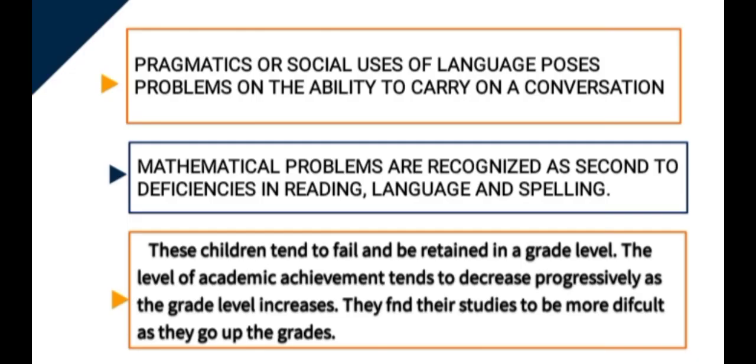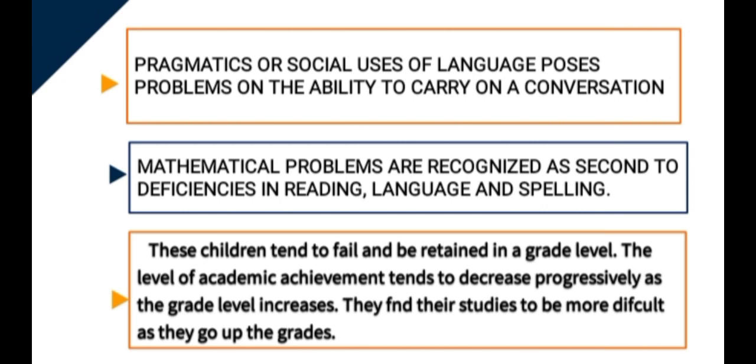Number 4. Pragmatics or social use of language poses problems on the ability to carry on a conversation. Children with learning disabilities are found to be unable to engage in the mutual give and take in carrying on a conversation. While they are often agreeable and cooperative, many times they find it difficult to understand ideas. Conversations are marked by long silences and inability to respond to the other person's statements or questions. They tend to answer their own questions before the other person has the chance to respond. They also tend to make irrelevant comments that make the other person uncomfortable.